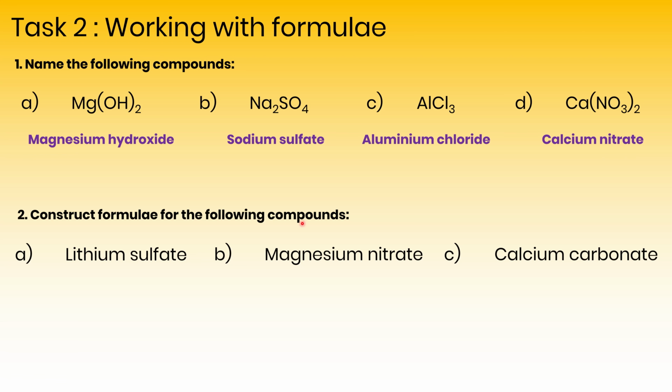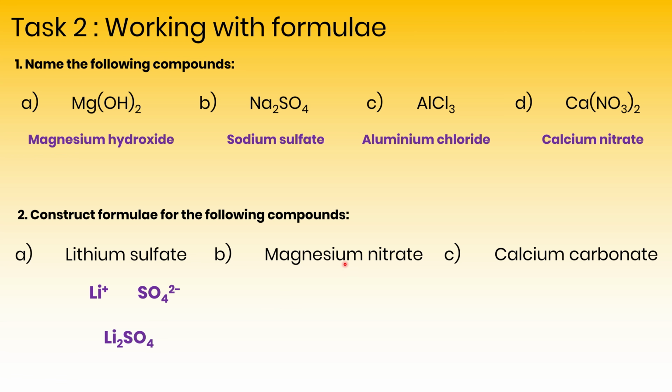Next we've got to construct formulae for the following compounds. Lithium sulfate. Well, lithium is a group 1 metal, so it's Li+, and sulfate is a compound ion with a 2- charge. So we've got Li+ and SO4 2-, but in order to balance for charge, I need 2 lithiums for every 1 sulfate, so I get Li2SO4.